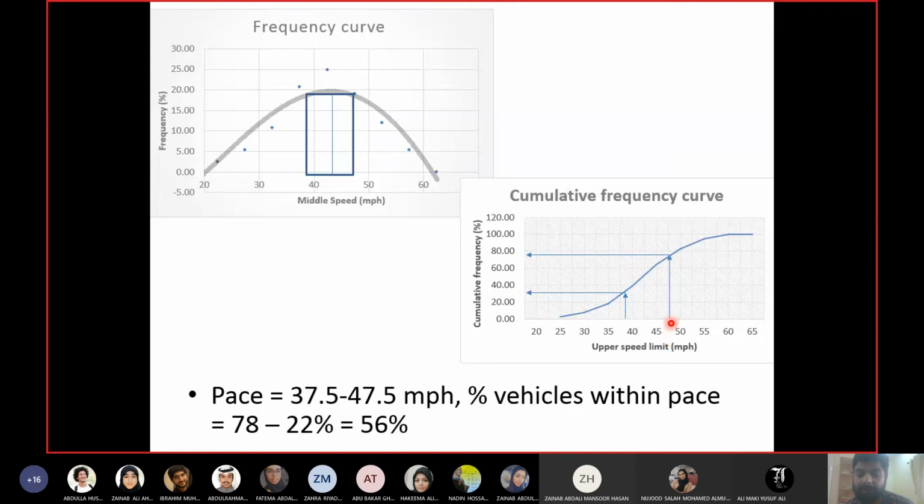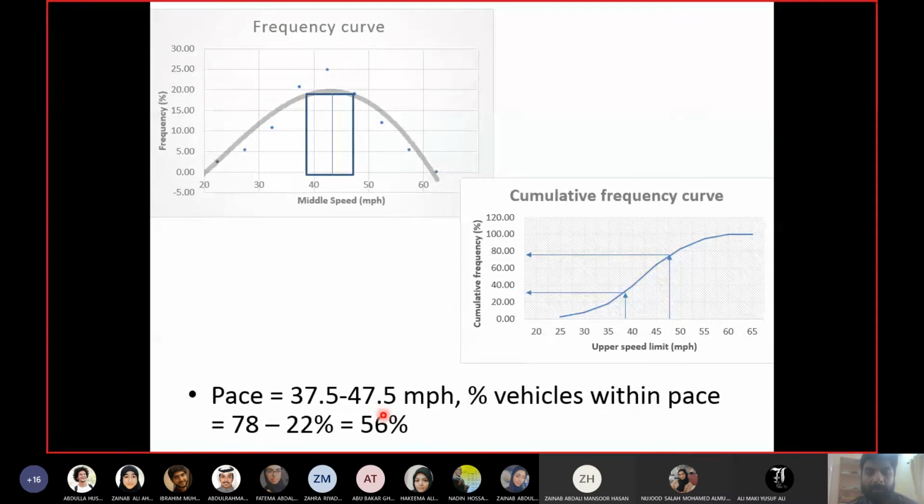Then do the same thing for 47.5. Come to the x-axis at 47.5, draw a perpendicular to the curve, then drop the perpendicular on the y-axis, and find the cumulative frequency for 47.5. It is 78%. So 78% of drivers are driving between 0 and 47.5, and from 0 to 37.5 is 22%. How many are driving between 37.5 and 47.5? Take the difference of 78 and 22, you get 56%. So the speed of 56% of vehicles was between 37.5 and 47.5 miles per hour.